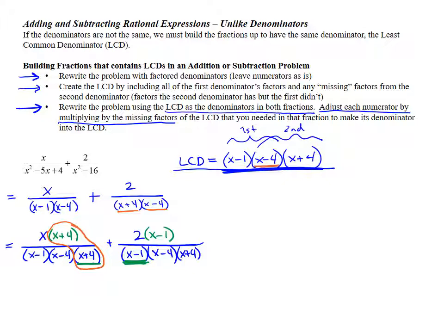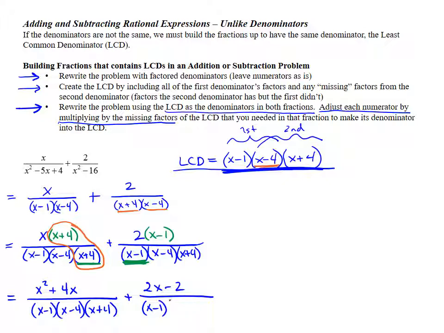So now, what I have in my first fraction is x times x plus 4, which is x squared plus 4x. And we do multiply out that numerator over the common denominator. And in the second fraction, multiplying the numerator out, we have 2x minus 2 over the common denominator. At this point, I'm running out of room going down. Normally if I had a full page, I'd keep running down the page, but now I'm going to add the numerators.